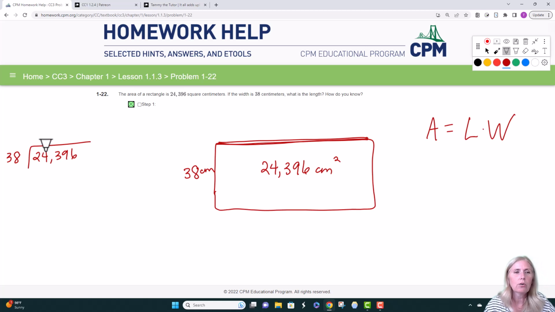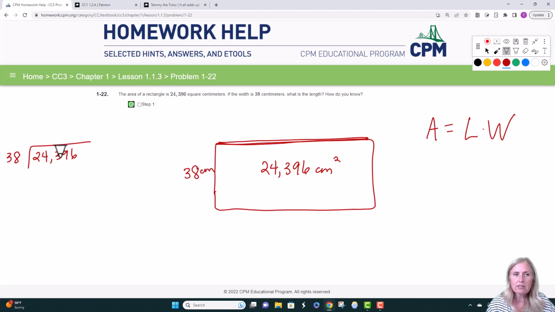So I'm looking at this. There's no way I know how many times 38 goes into this huge number, guys, but I got to start somewhere. So I'm looking at it. Can 38 go into a little bitty 2? No. So I'm going to move over to here. Can a 38 go into a 24? Nope. So move over one more. Can 38 go into 243? Yes, it can, several times.